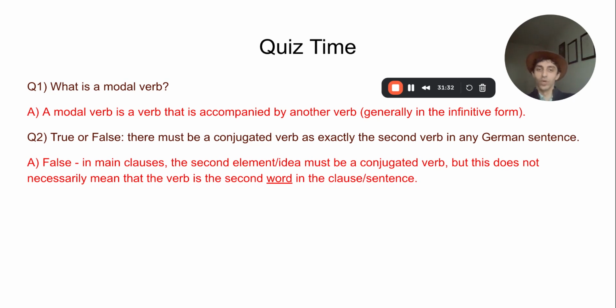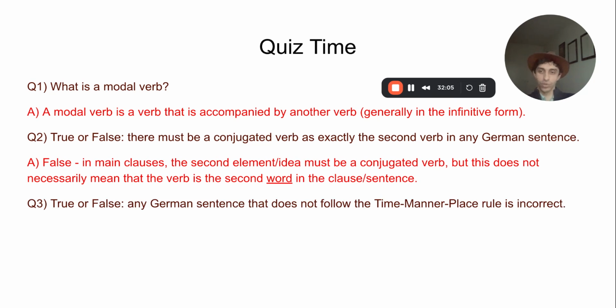But even in terms of words rather than verbs, a conjugated verb doesn't necessarily have to be the second word in any German sentence or main clause in particular, but it does have to be the second element or idea in a main clause in German. And that's the case for any main clause in German. It's tricky, but try not to confuse the second word with the second element or idea in a main clause, because they're not the same thing.